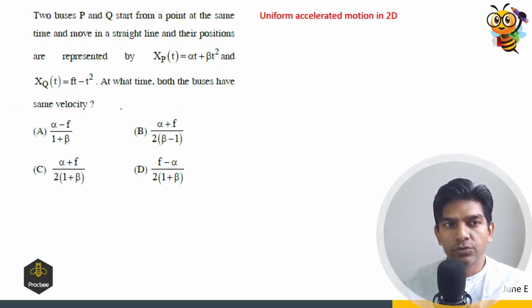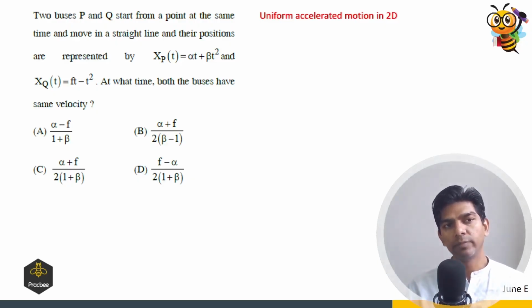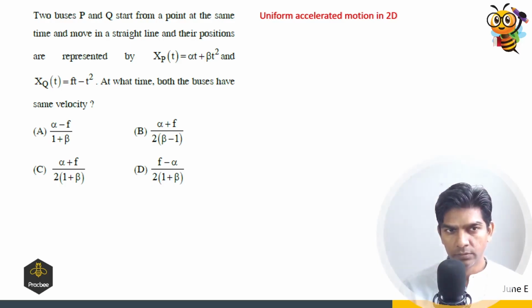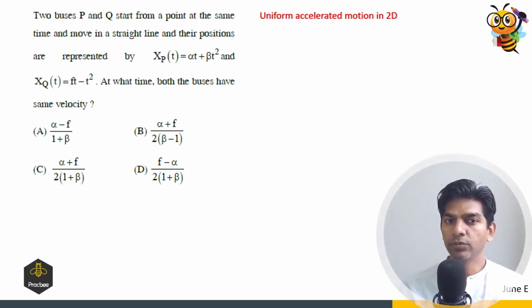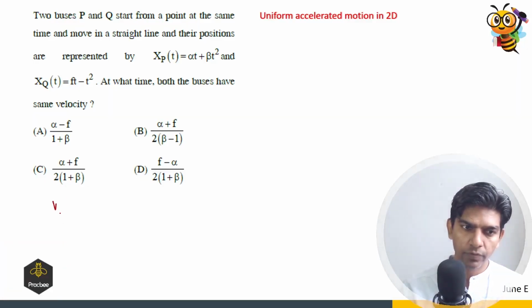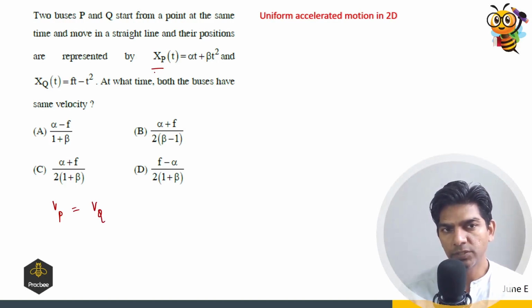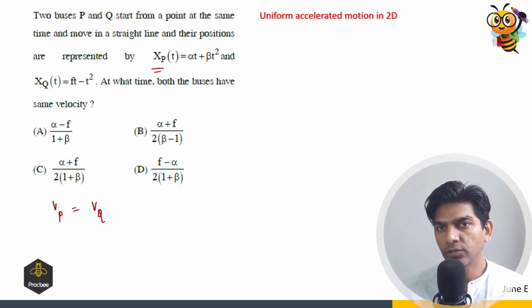So let us see the next question. Two buses P and Q start from a point at the same time and move in a straight line, and their positions are represented by xp, which is alpha t plus beta t square, and xq, which is f t minus t square. At what time do both the buses have the same velocity? So Vp should be equal to Vq. So it is nothing but differentiation. You have to differentiate xp with respect to time, you will get the velocity of bus p, and if you differentiate xq with respect to time, you will get the velocity of bus q.